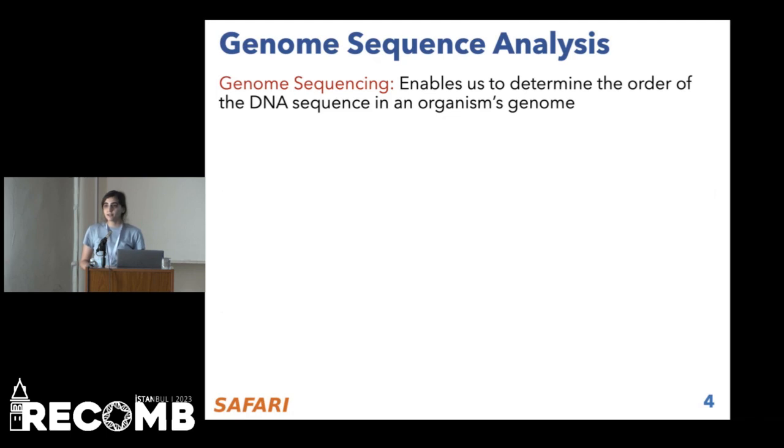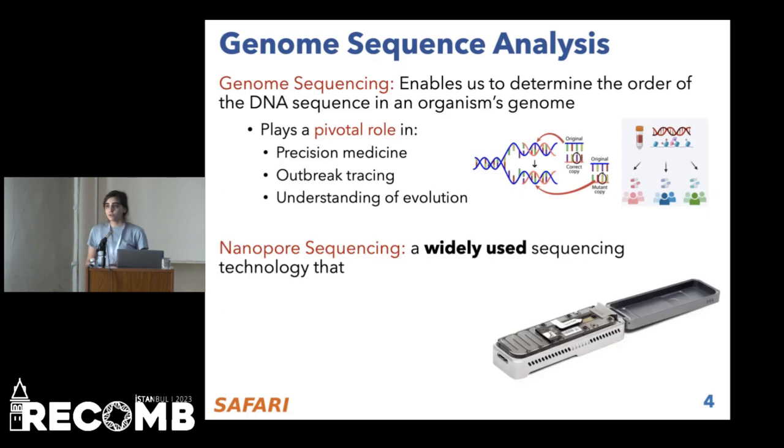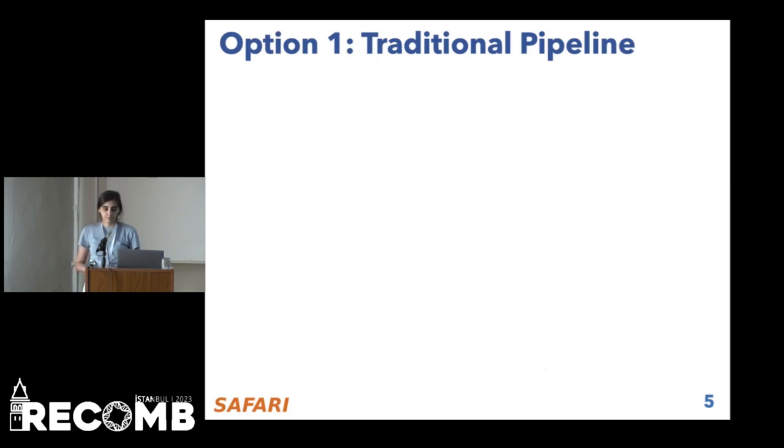Genome sequence analysis enables us to determine the DNA sequence of an organism, and it's important for areas such as precision medicine, outbreak tracing, and understanding of evolution. Nanopore sequencing is one sequencing technology that enables us to do genome sequencing, and it produces long reads with tens of kilobases in length, with high throughput and low cost.